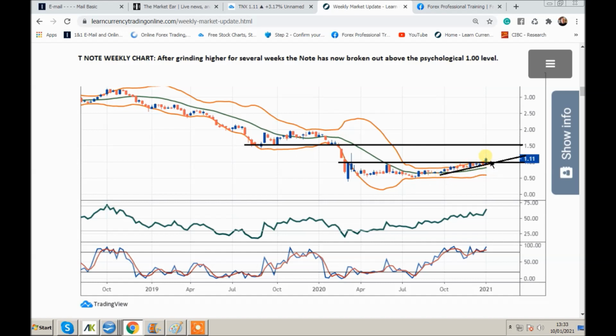And this is a weekly chart. We break out to the upside. So the yield on a US bond, 1.11, above the psychological 1 level, which big institutions will be looking at. So basically, that is a good yield if you're an investor in bonds, and bond markets are huge. So if US bonds continue to go higher, the bond market becomes attractive. So money flows into bonds and will firm the USD.